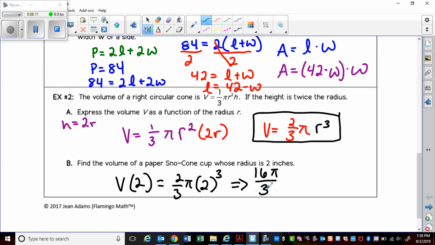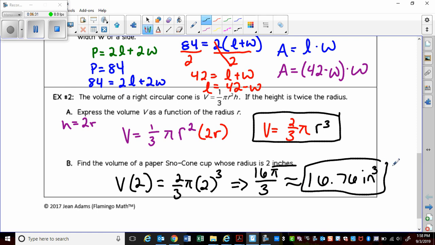And this is as far as I can go without estimating. So after I plug this into my calculator, I get about 16.76. And I'm in inches, so IN. Volume is in the third dimension, so this is cubed, inches cubed. Check my work, make sure I'm correct.